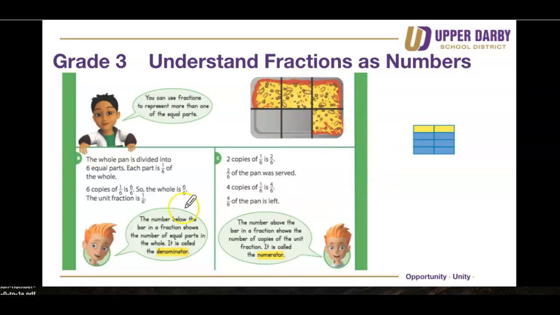So we start to get an idea of what the denominator is. The terminology starts to be developed, that the denominator represents the total number of equal parts that the whole has been broken into. And the numerator is going to represent the number of copies of the unit fraction that we're referring to. So in this case, they were talking about the pan of cake here.